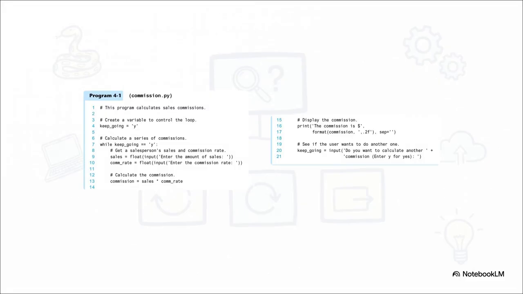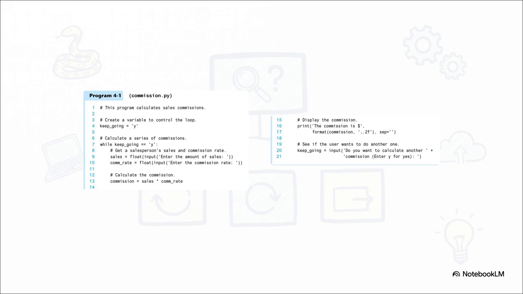And here it is, our fully evolved program. It brings together everything we've talked about. First, it sets a control variable. Then it checks the true or false condition, captures our converted number inputs, calculates a sales commission, and finally, asks the user if it should repeat the whole process.